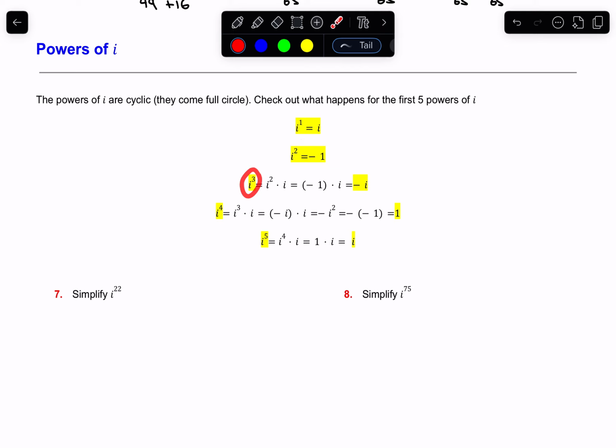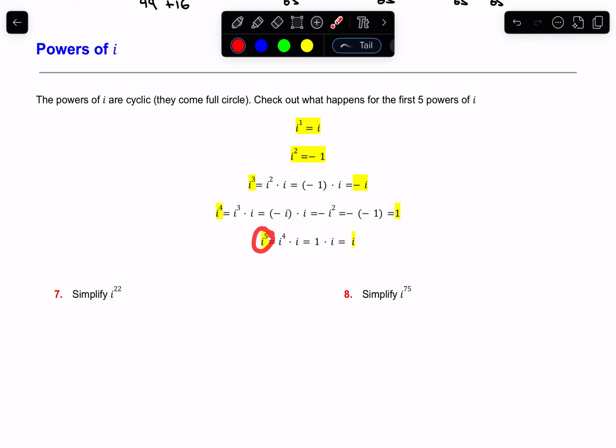i cubed is i squared times i. i squared is negative 1. So i squared times i is actually just negative 1 times i. So that's negative i. All right, so i cubed is negative i. i to the power 4 is i cubed times i. i cubed is negative i. And so negative i times i gives us negative i squared. But negative i squared, well, i squared is negative 1. So this is just negative 1, which is positive 1.